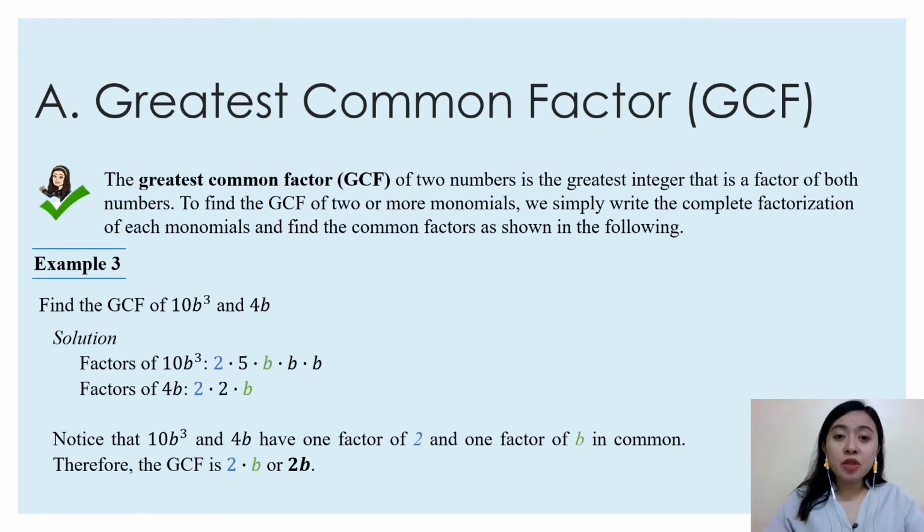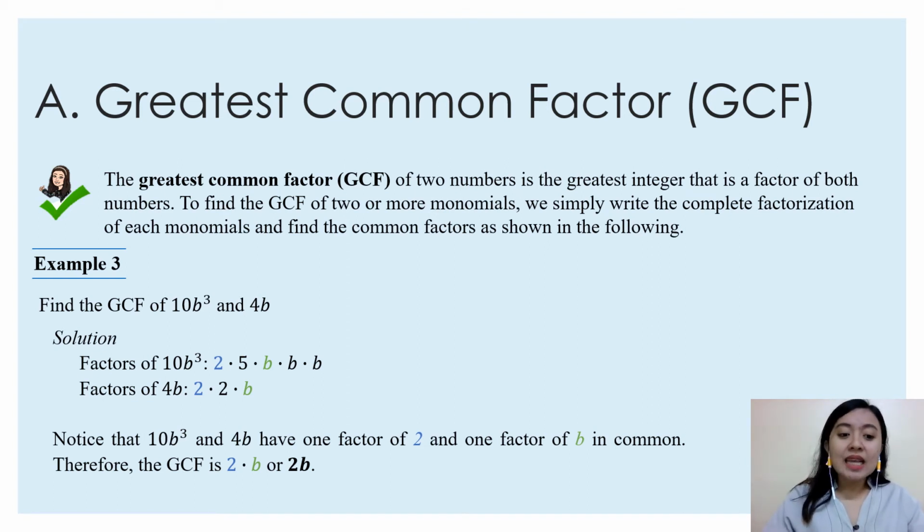So in example 3, we need to find the GCF of 10b cubed and 4b. To do that, we first need to find the factors of 10b cubed. So what are the factors of 10b cubed? We have 2 times 5 times b times b times b. Next, we need to find the factors of 4b. So what are the factors of 4b? We have here 2 times 2 times b.